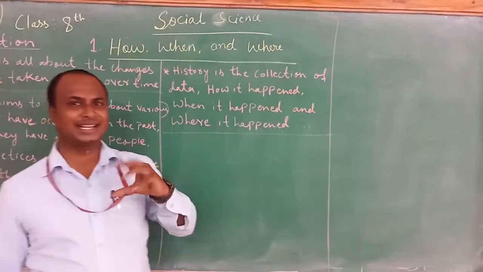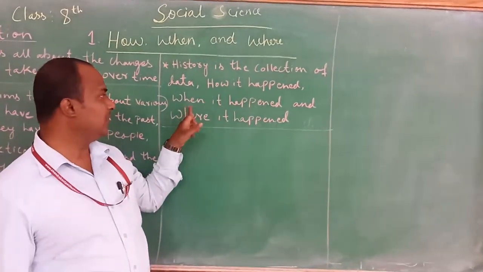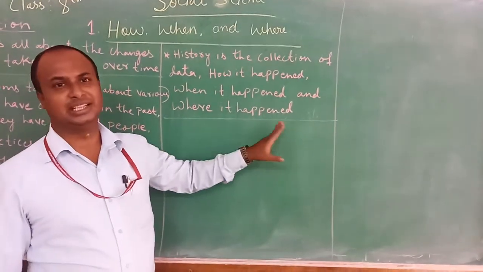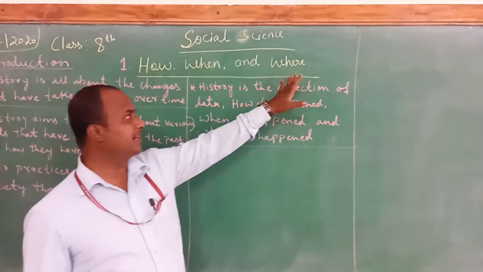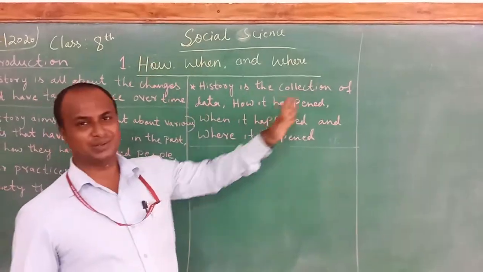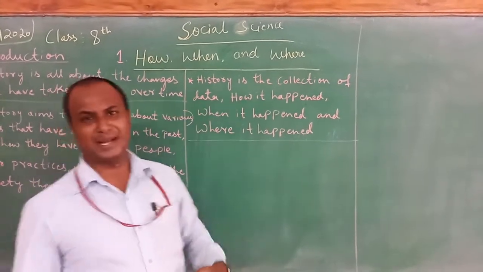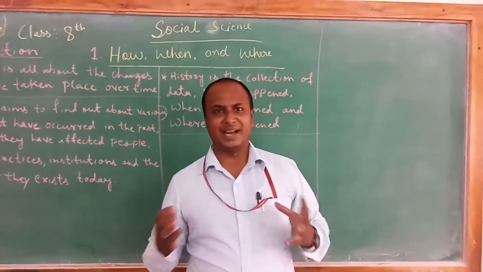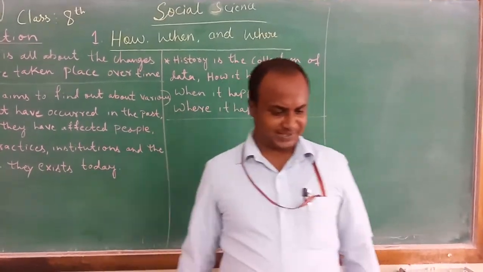History is a collection of data: how it happened, when it happened, and where it happened. In history, how, when, and where play a very vital role. Along with the collection of data, when the events have occurred, at what time, and where, also plays a very important role in history.